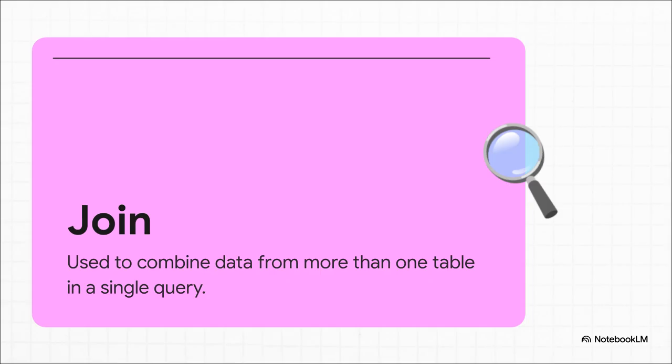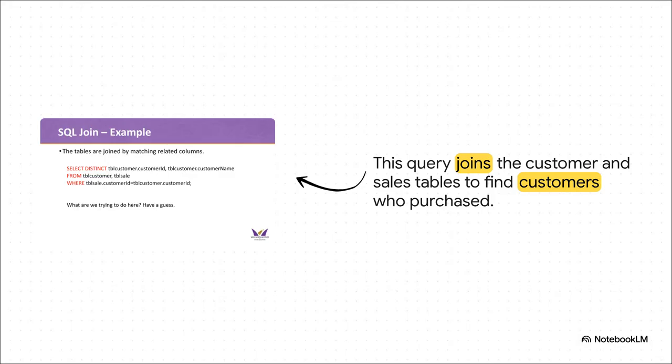A join is basically how you tell the database, hey, look at these 2 tables at the same time and link them together. It does this based on a common piece of information, like a customer ID that shows up in both a customer table and a sales table. It's the ultimate connector. Let's see it in action.